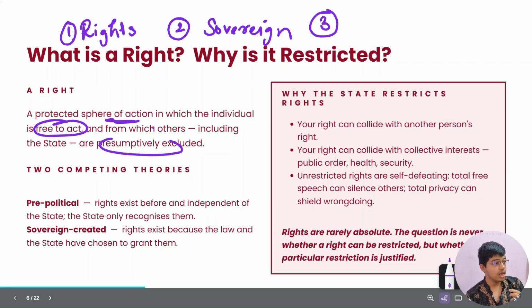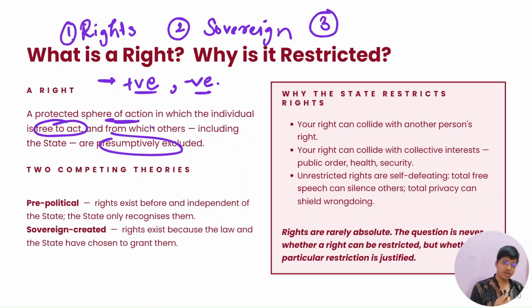are presumably excluded. There are two aspects to a right, a positive aspect and a negative aspect. Putting it in Gautam Bhatia's words, it is the positive freedom and the negative freedom of things. What does this mean? Positive freedom means you have the right to do something. I have the right to practice my own religion, I have the right to do this, I have the right to do that. Negative freedom means the state will not involve itself in your matters of right. The state will not go ahead and stop you, the state will not do anything. This is the negative aspect of right.